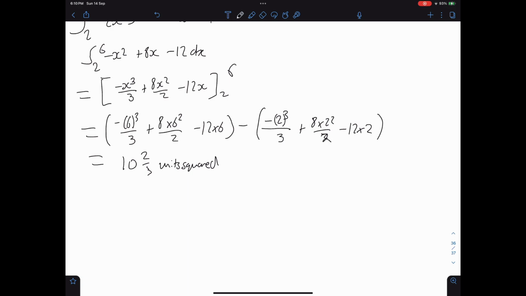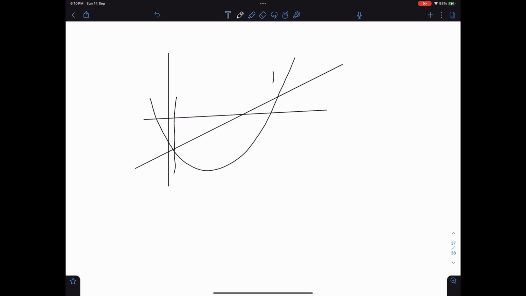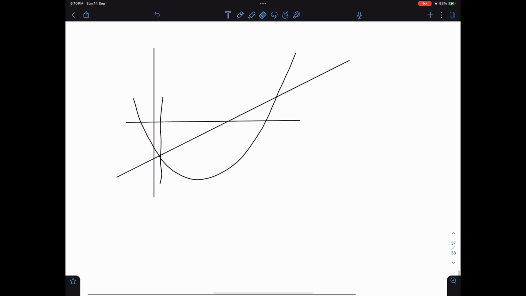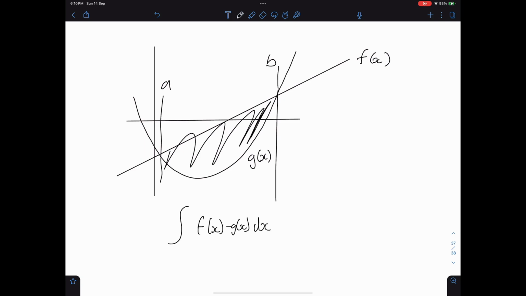Additionally, I should also note what might happen if part of it is above the x-axis and part is below. I will straighten out that axis because that's horrible. Do that, and then that's A and B. You don't do anything else. If that's f of x and that's g of x, you'd still do the integral of f of x minus g of x dx between A and B.